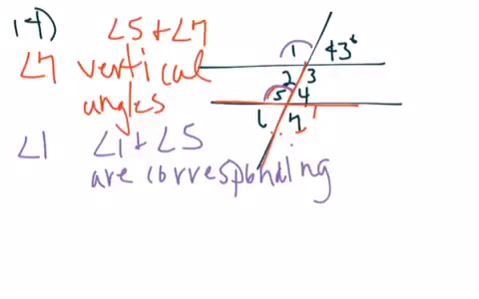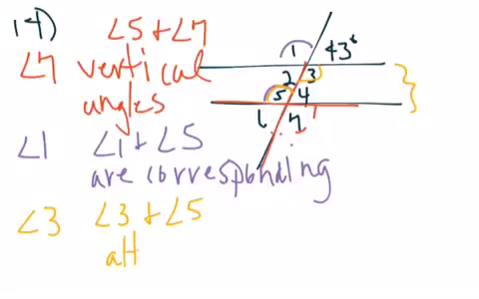And then another one could be angle 3 because they're on opposite sides of the transversal between the parallel lines. So then angle 3, because angle 3 and angle 5 are alternate interior angles.